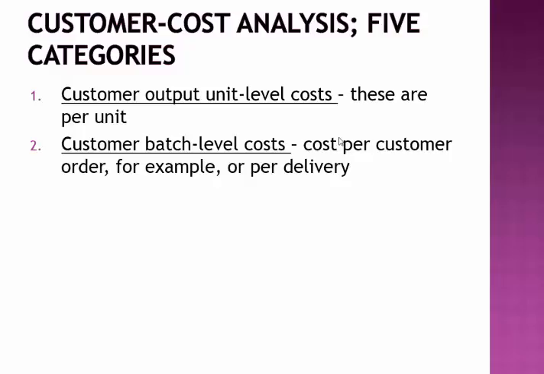Customer batch level cost are cost per customer order, for example, or per a delivery. Okay, so we're going to take several orders, put them together in a batch, and process them, or several orders in a batch and deliver them. Alright, so we're going to categorize these costs by these different groupings, and then we're going to track the number of batches per customer, and we're going to divvy up those total costs on a per batch level.